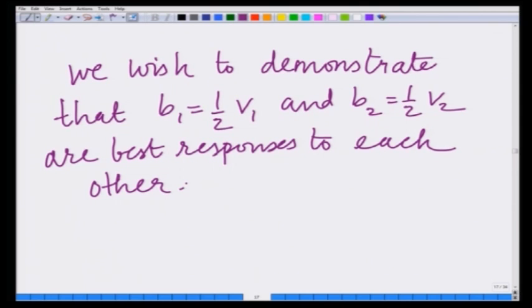We wish to demonstrate that B1 equals half V1 and B2 equals half V2 are the best responses to each other. Now, let us start by considering that player 2 is bidding B2 equals half V2, and let us find what is the best response B1 of player 1.